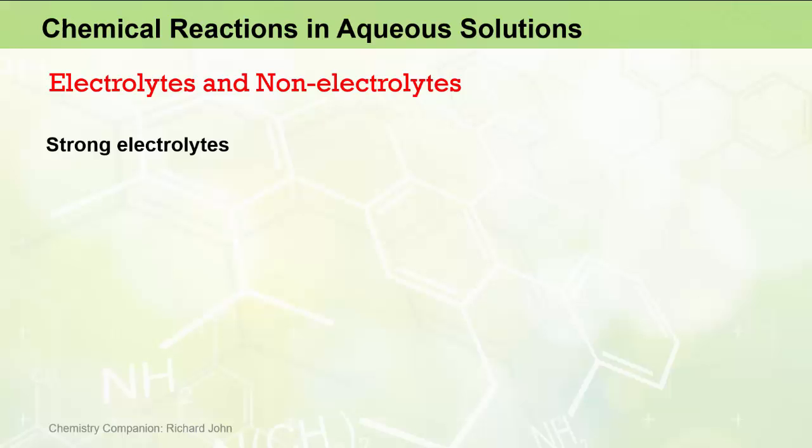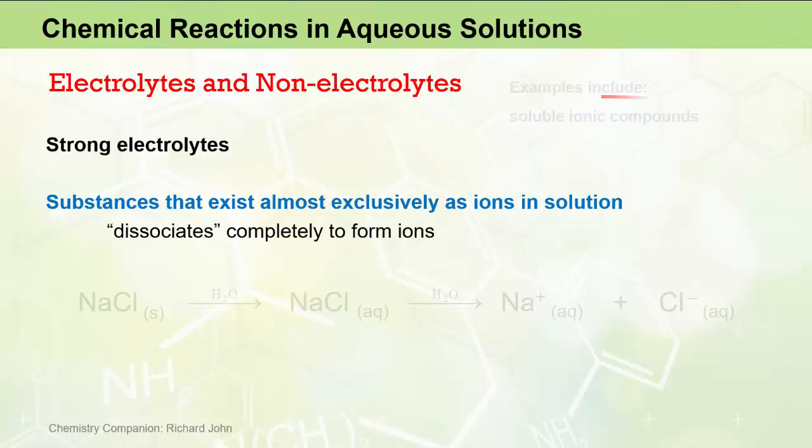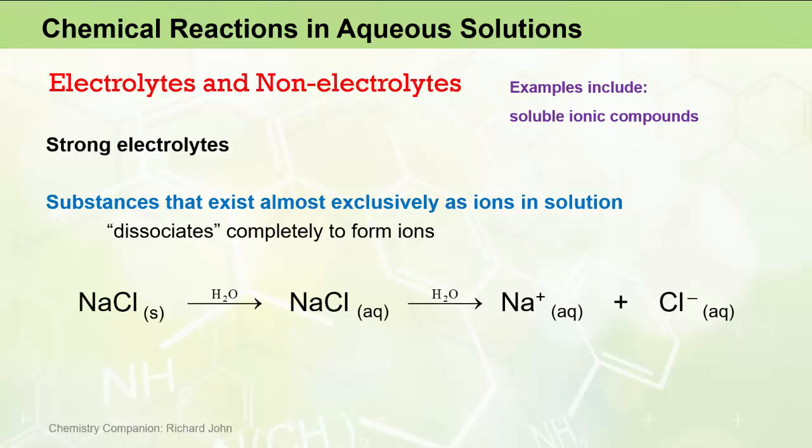We can further classify electrolytes into strong electrolytes or weak electrolytes. Strong electrolytes are substances that exist almost exclusively as ions in solution. In other words, the substances dissociate completely to form ions in solutions when dissolved in water. And we have already seen a couple of examples of strong electrolytes, including ionic compounds that are soluble in water, such as sodium chloride, which dissociates completely into Na+ ions and Cl- ions in solution.